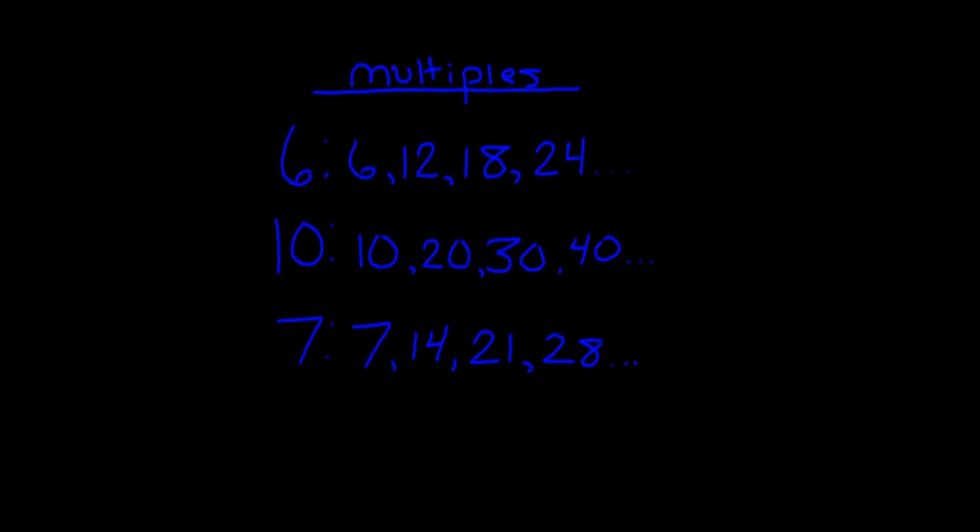So moving on, we're going to talk about the least common multiple, and that is the smallest multiple of two numbers, sometimes more than two numbers. And a multiple is the result of multiplying a number by an integer. So for 6, 6 times 1 is 6, 6 times 2 is 12, 6 times 3 is 18, and so on. And I also have it written for 10 and 7. So 10, 20, 30, 40, and 7 is 7, 14, 21, and 28. Those are multiples.